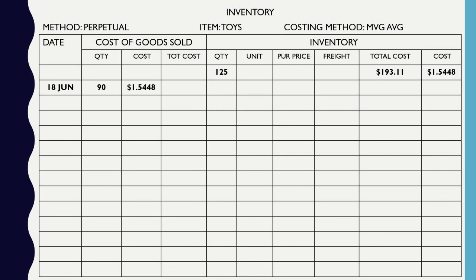I sold my 90 units at $1.5448, which should give me a total of 139.04. We're going to subtract that out to get our new grand total of $54.07. And we're going to divide that by 35 to get our new average cost. This time, you're still at 1.5448. You need to constantly keep figuring out what it is every time you purchase and every time you sell something. Okay?